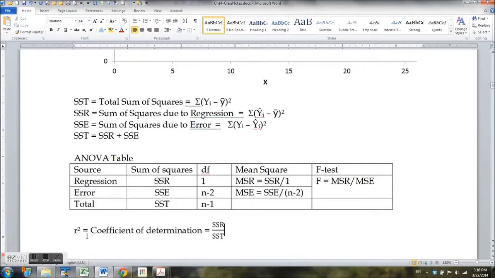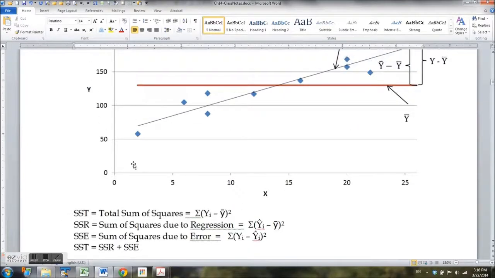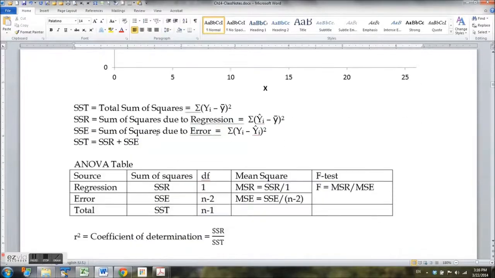So the larger the value of R squared, the better it is. And since these are sums of squares, the R squared value is anywhere between 0 and 1. Closer to 1, the better the fit is. If it is exactly equal to 1, that means all the points will fall exactly on the straight line.